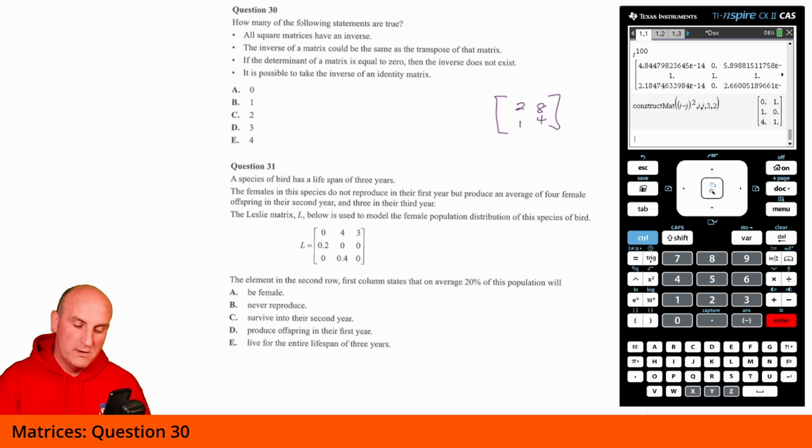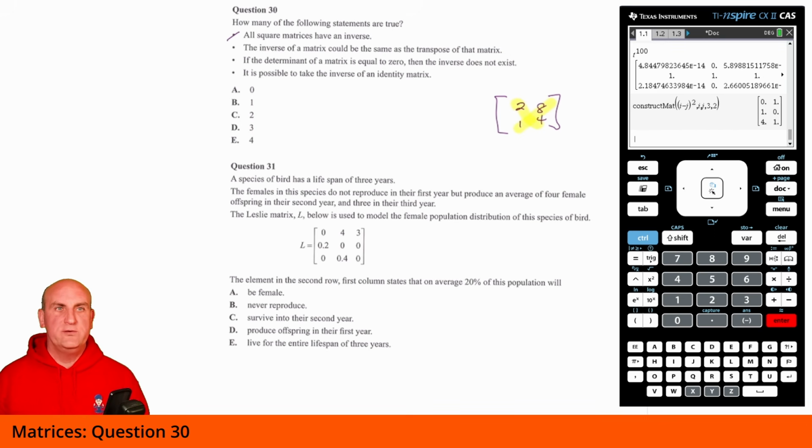Why? Because if you multiply the opposite corners, you get 8, and 8, take that away, you can get 0. There isn't an inverse, so that's definitely not true. Statement true. The inverse of a matrix could be the same as the transpose of a matrix. Now, I'm 98% sure that that is true for something else. I'm going to check that one in a moment.